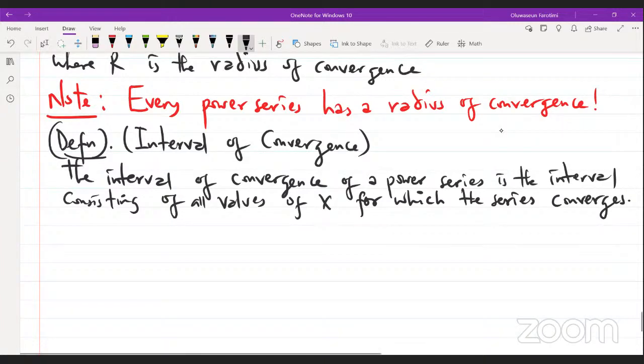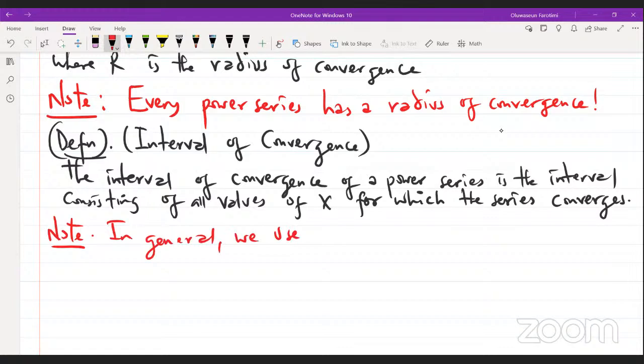Let me put a note again. Note: in general, and we've seen all of this, I'm just putting it together, we use the ratio test. Sometimes we can use the root test.